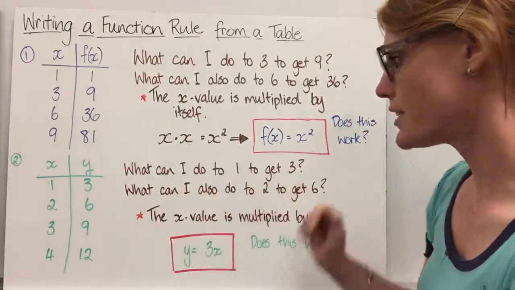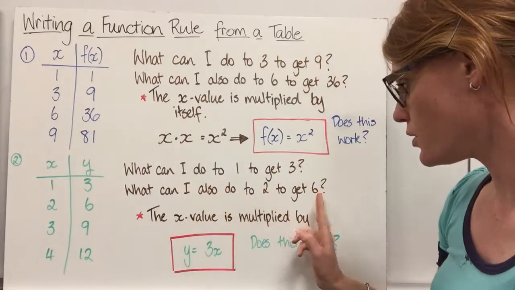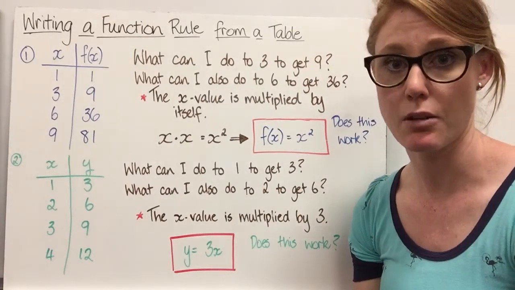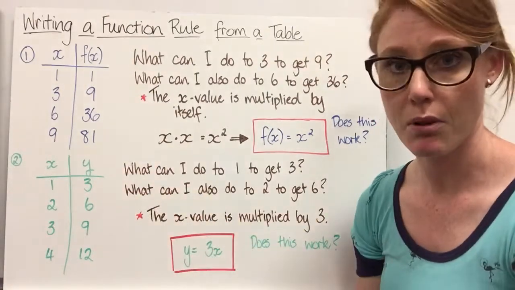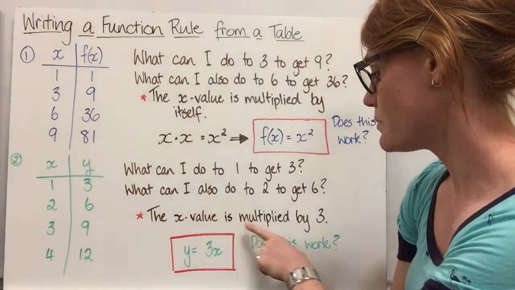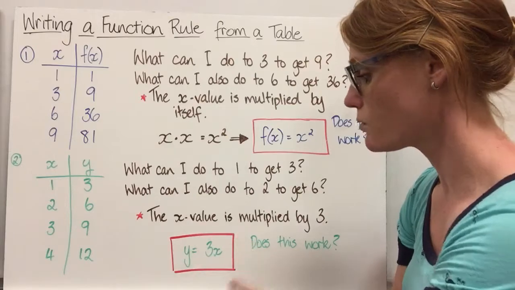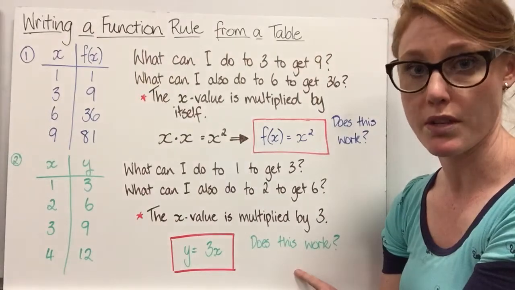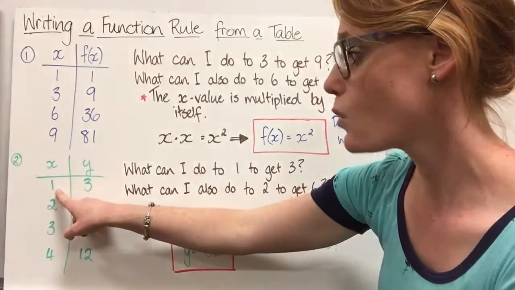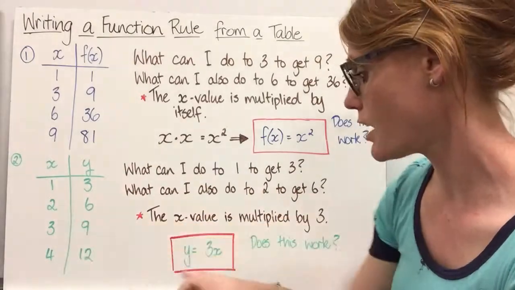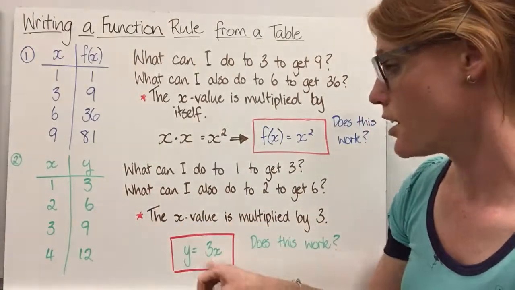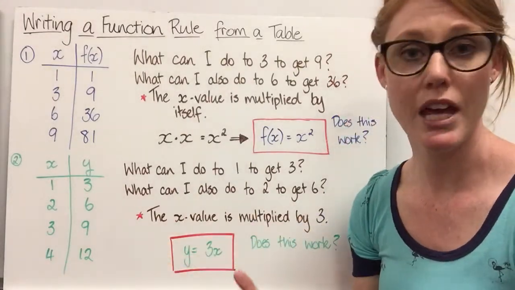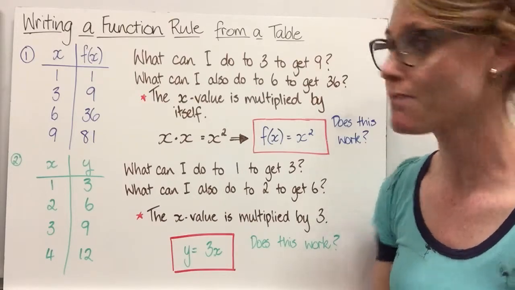So what can I do to 1 to get 3 that I can also do to 2 to get 6? Well, pretty simple. I can multiply the x value by 3 and it will give me the output value. So the x value is being multiplied by 3. So our function rule is y equals 3x. But I need to check that this works for all the data points. So 3 times 1 is 3. 3 times 2 is 6. 3 times 3 is 9. 3 times 4 is 12. It works for all my data points, so I have my function rule.